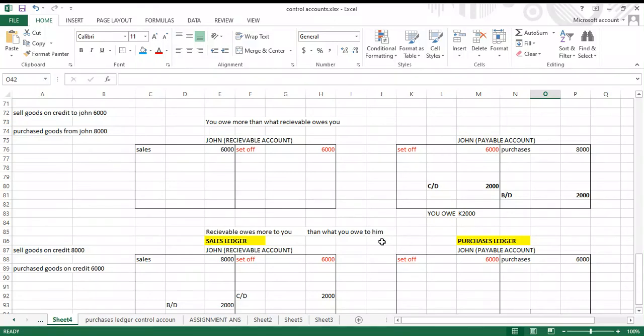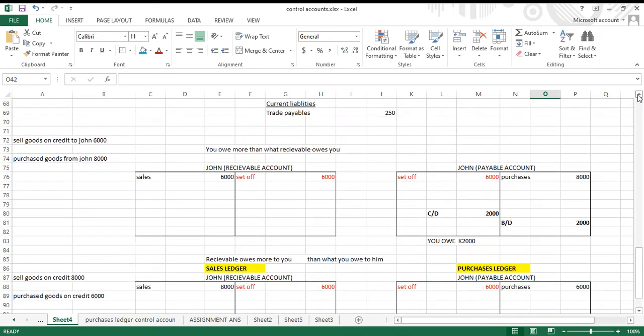All right, so we're looking at contra settlements. This happens whenever you have someone who is both your receivable and your payable at the same time. Here's a proper example.